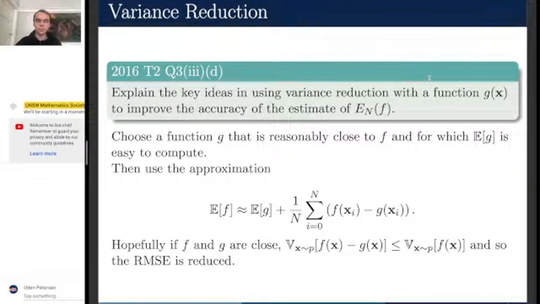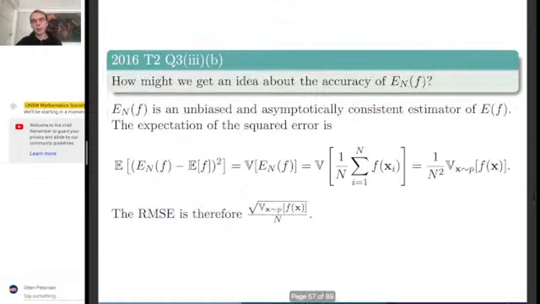Cool. So now we can think about different tricks we can do to reduce this root mean square error even further, beyond just increasing the number of samples.